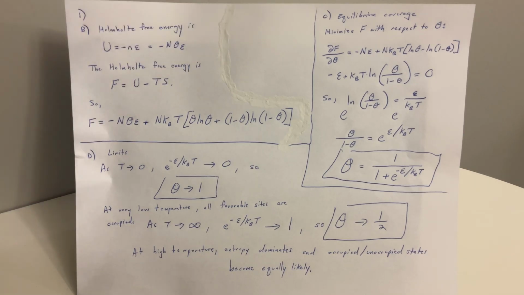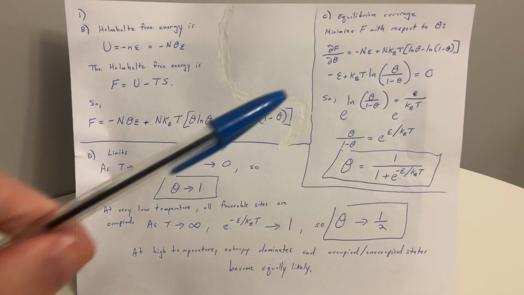Okay, moving along to letter C, equilibrium coverage. What we want to do here is minimize F with respect to theta. So we're going to take that partial derivative, dF d theta. We're going to get negative N epsilon plus N k_B T times this quantity, ln theta minus ln of 1 minus theta. Then we're going to set it equal to 0. First, negative epsilon plus k_B T ln of theta over 1 minus theta equals 0.